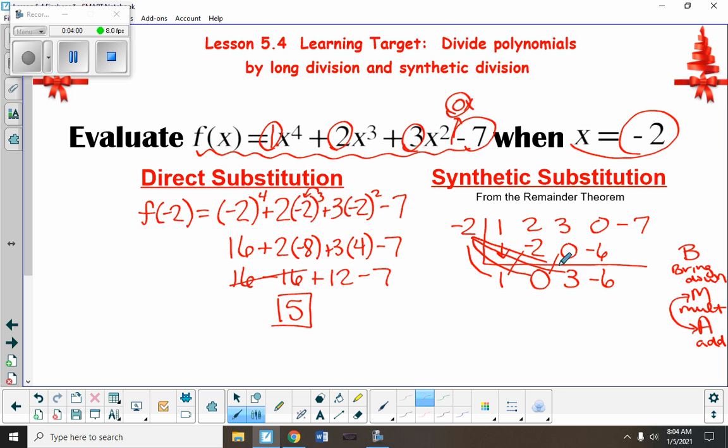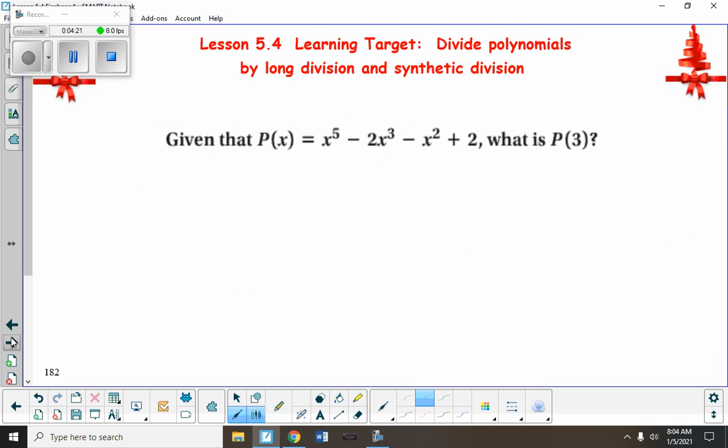And then we're going to multiply, so you get a positive 12, and add. And take a look what the last number is. Same as what you got when you did direct substitution. So this is synthetic substitution. Now you might have thought, oh, that was kind of confusing, but after you do that a few times, it is super fast. All right, let's do another one.